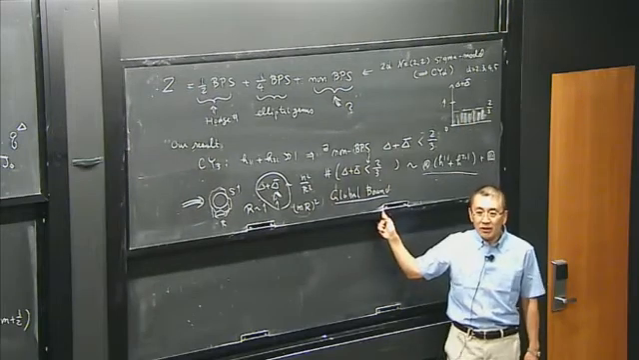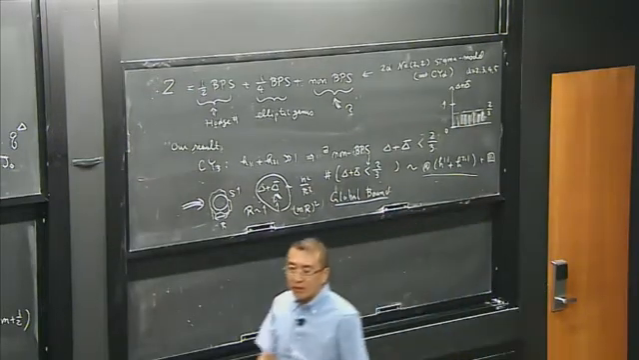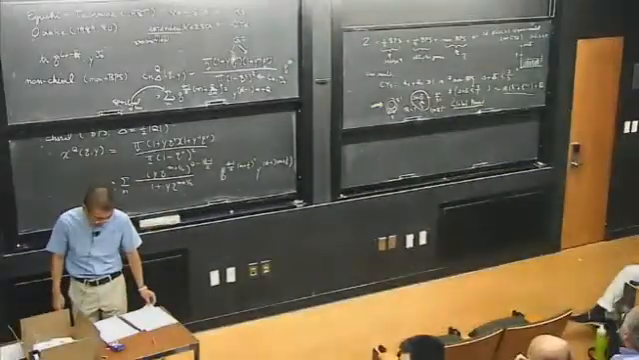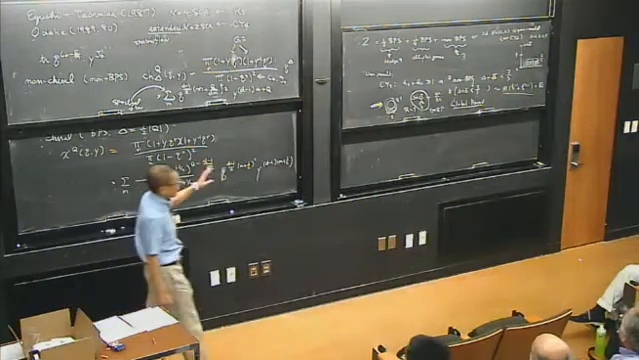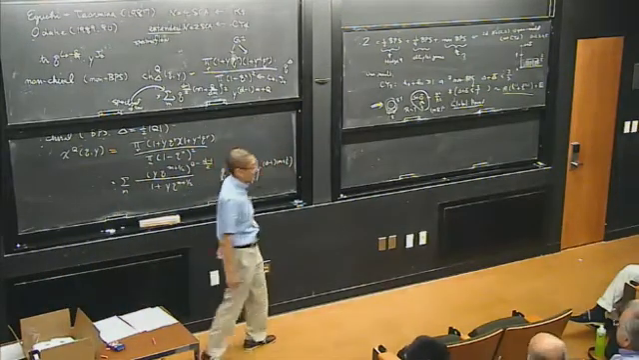Okay? Yes, Martin? In the K3 case, we know the Hodge numbers. How does this story work there? I'm going to tell you that.